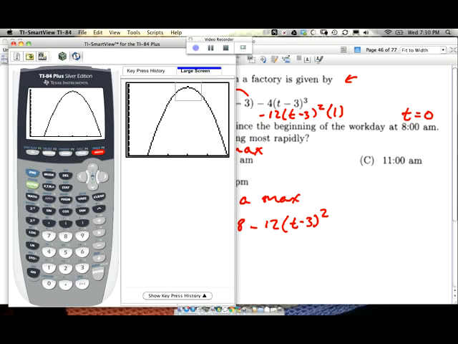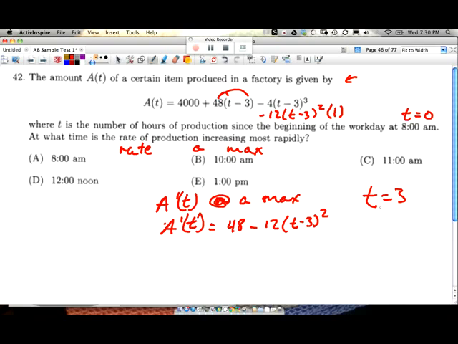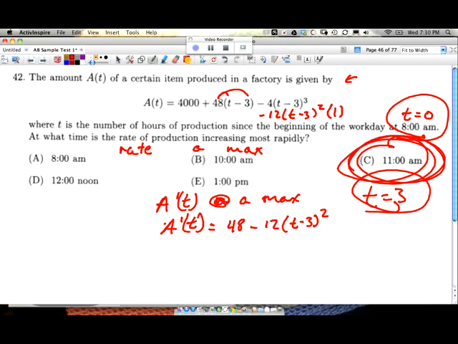Hey, check that out. That happens right there at 1, 2, 3. At t equals 3 it happens. But when is t equal to 3? Well, t equals 0 is 8, so t equals 3 is 11 a.m.